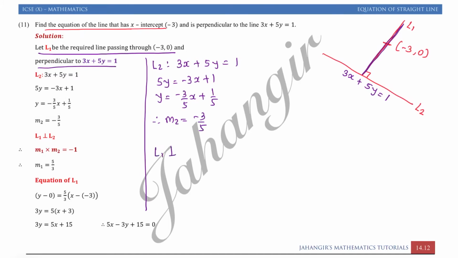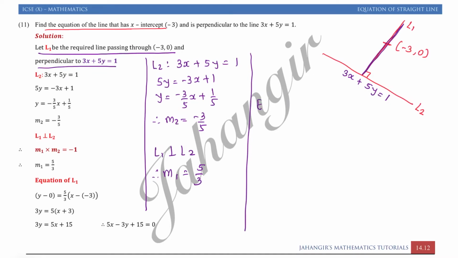Since L1 is perpendicular to L2, so therefore M1 is equal to negative reciprocal. Already we have negative, so we will take just reciprocal, that will become 5 by 3. You can do it directly: reciprocal and change sign. That's a simple way to do it directly.